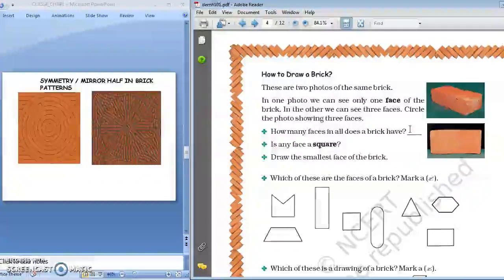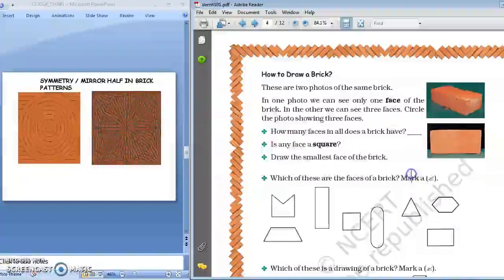Now the next question is, is any face a square? Now, can you see this as a square, or this face? No. It cannot be a square shape because it is a cuboid. Now, you are supposed to draw the smallest face of the brick. The smallest face of the brick is this one. So you can just draw in front of this question the smallest face of the brick.